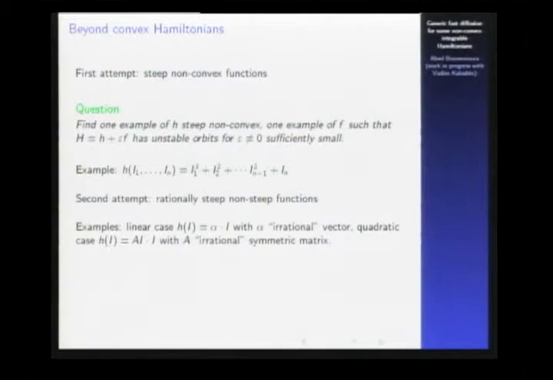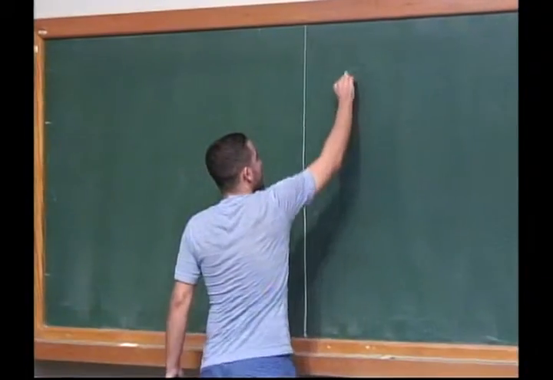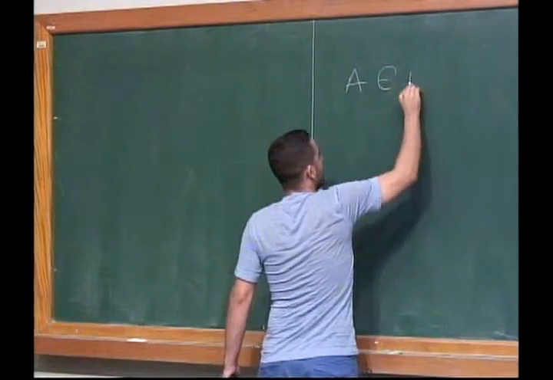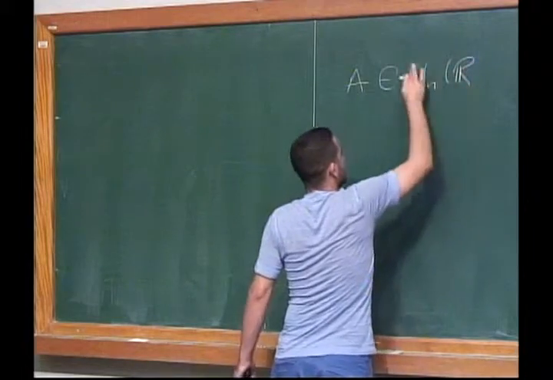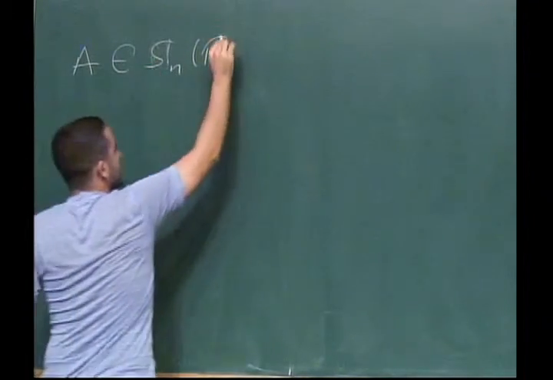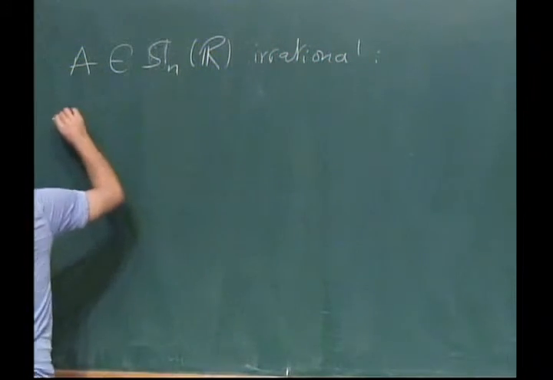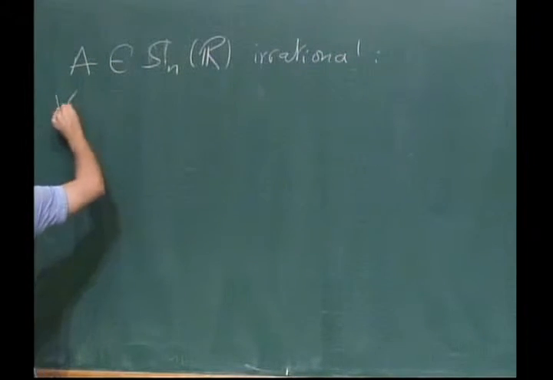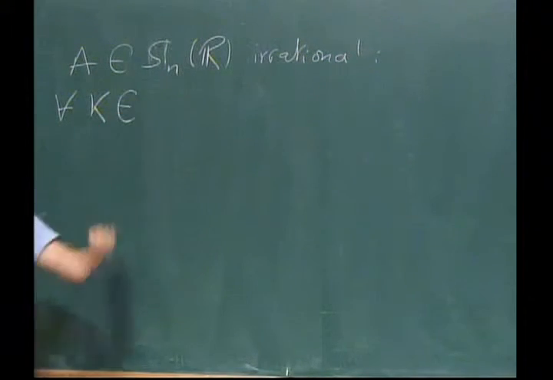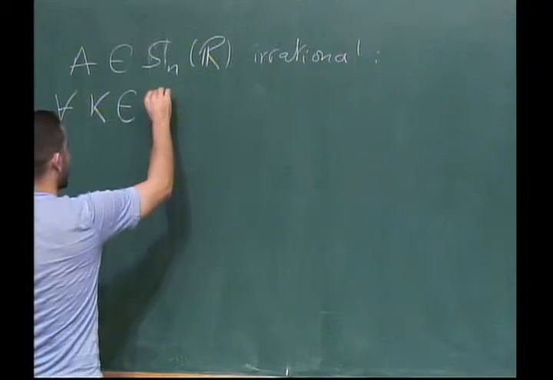If you take a quadratic Hamiltonian, this is a symmetric square matrix, so this is still the inner product with an irrational symmetric matrix. I will not say what it is, maybe you can guess what an irrational matrix is, no, maybe you cannot. So let me say that A is symmetric, and I would say it's irrational, which means what? It means that for all k, so I don't know, maybe I will make a mistake in one sense.